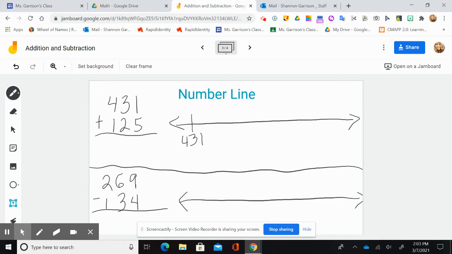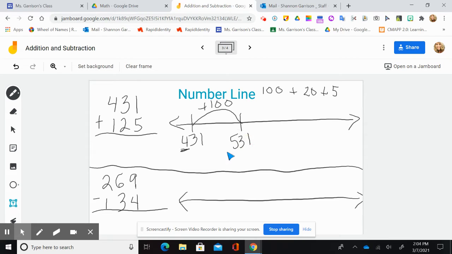And then you're going to break down 125 into hundreds, tens, and ones. I'm going to just write it up here at the top. I know that 125 is 100 plus 20 plus 5. So that will help me with my jumping. So I'm going to jump 100. I'm going to remember that I'm going to add 100 more to the hundreds.